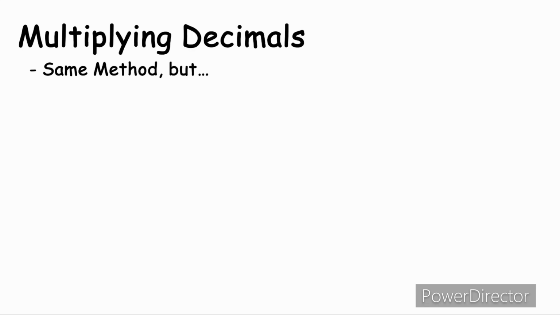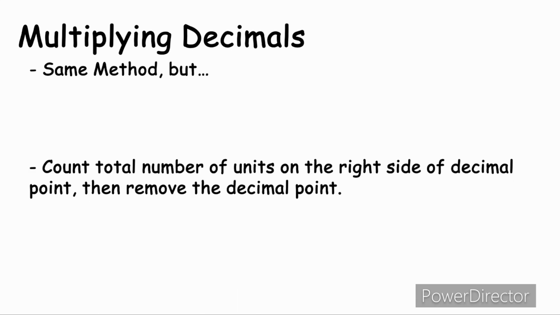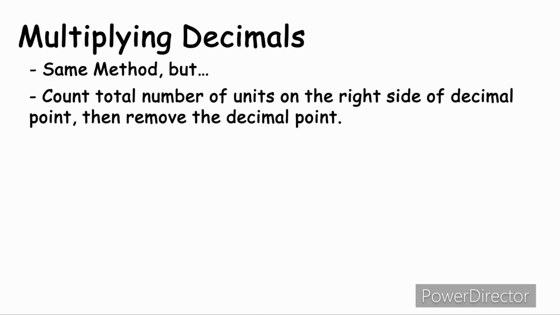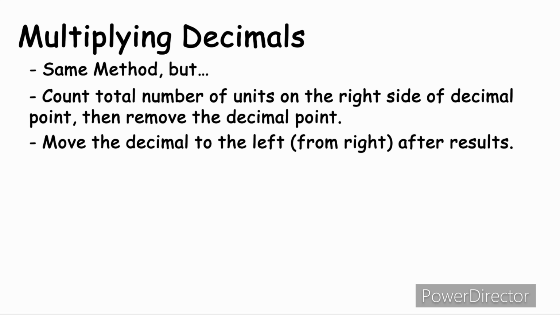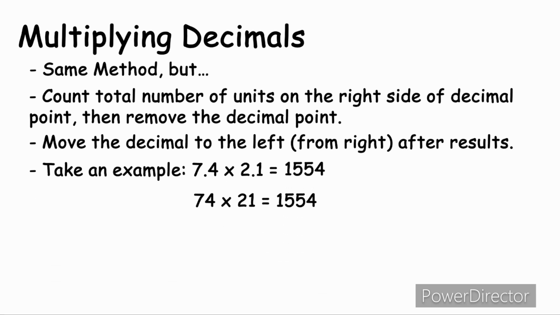calculating it. Next, for multiplication, you want to just ignore the decimal points and do the calculations. But before that, you want to count the total number of units that are on the right side of the decimal point. And when you get the results, you move the decimal point to the left based on the total units of the right at the start. For example, 7.4 times 2.1 can be done easier if you just do 74 times 21, which will give you 1554. However, there are 2 units on the right side of the decimal point. So we will move the decimal point 2 numbers to the left for 1554, giving us 15.54 as the answer.